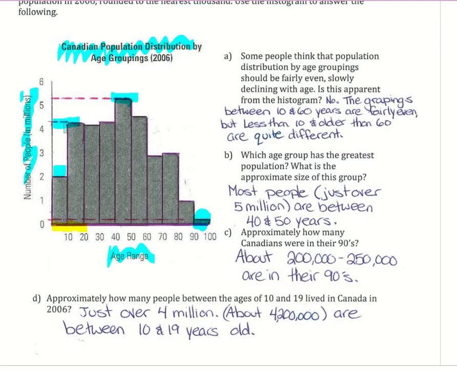I look at this and I think, well, maybe that's because we have a lot of immigration. People are coming to Canada from different places of the world. They've been born somewhere else, and then they're entering Canada after their 10th birthday and that type of thing.